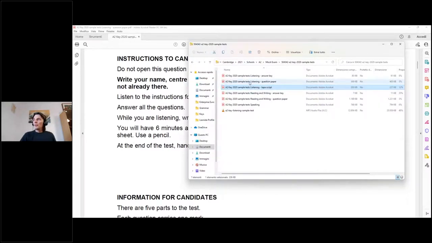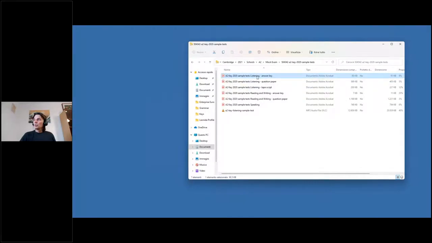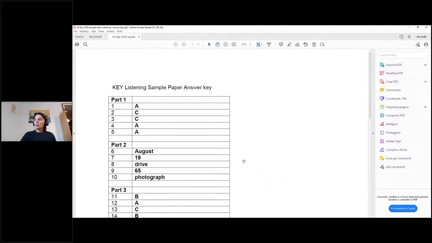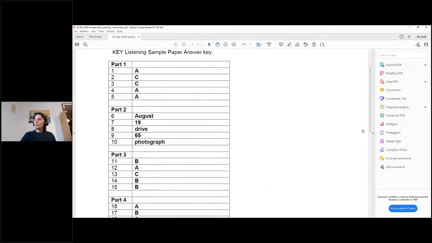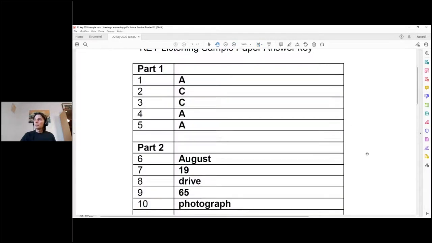You also have the listening answer key, okay? This is another file which is very important, so that we can actually look at the keys, look at how many points you got and how many right questions you got, okay? So this is the key. Part 1, let me make it a little bit bigger.